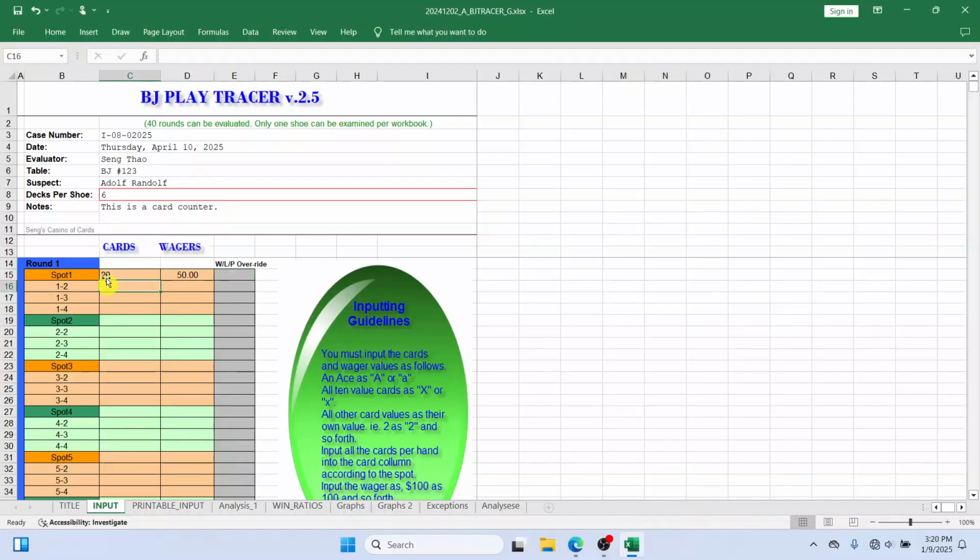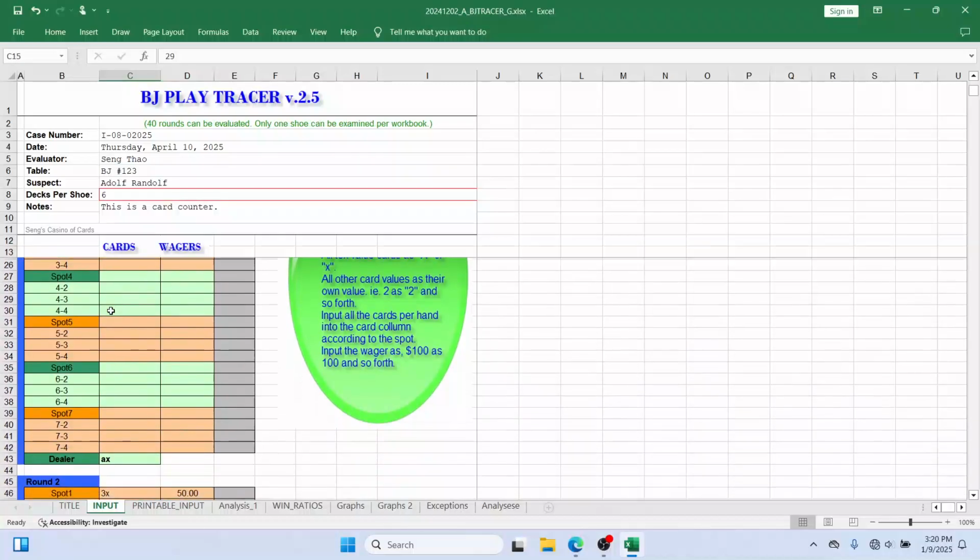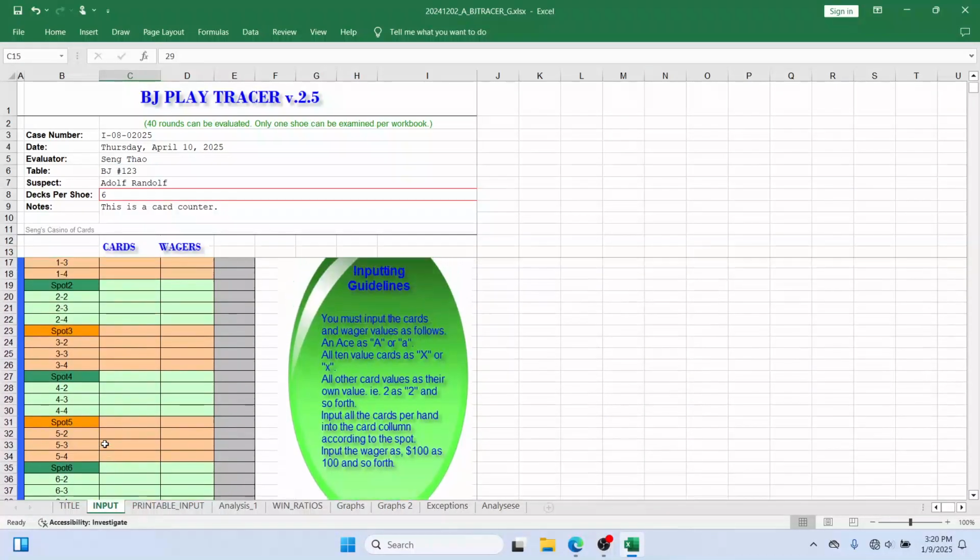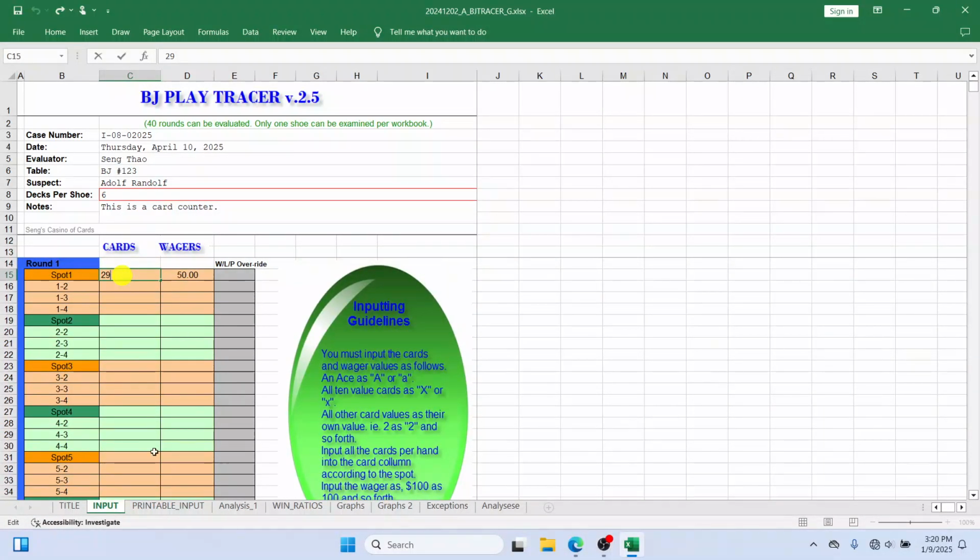So for example, this spot here, I'm tracking round number 1 here. It has 7 spots, and I only have one player here, so you can see that the player received a 2 and a 9, and the wager is $50, and we'll put that there.